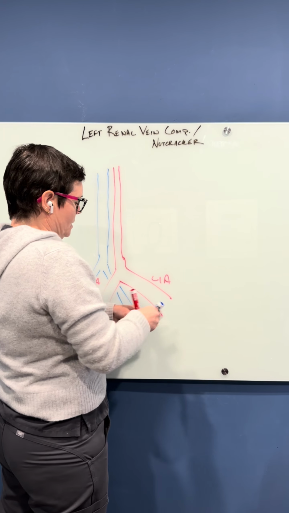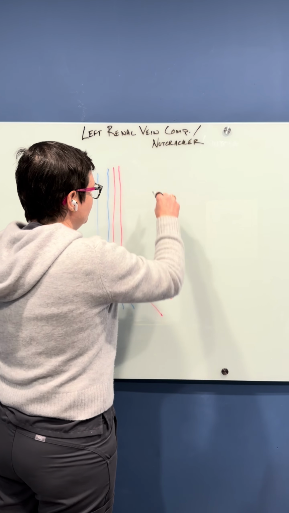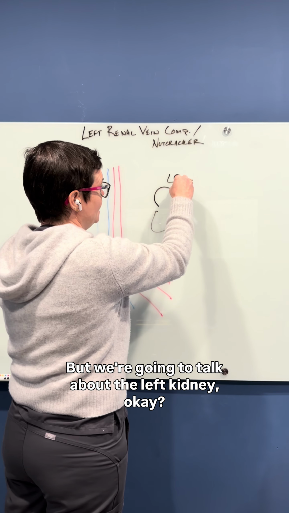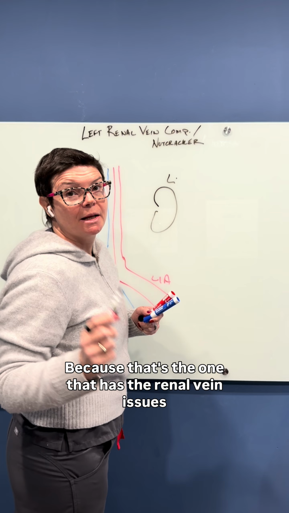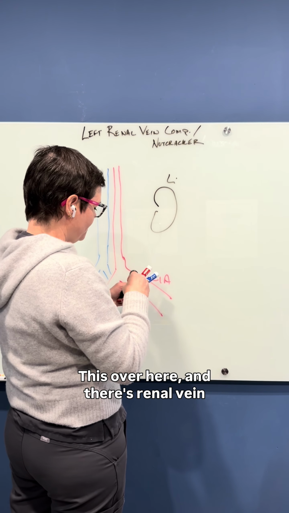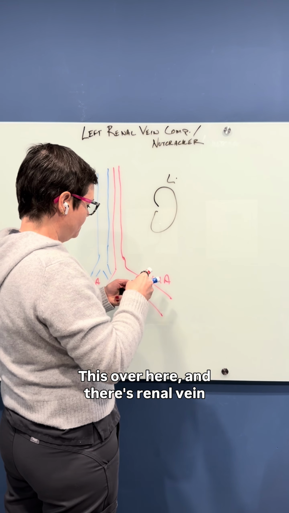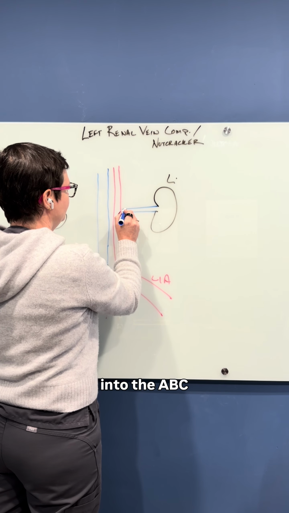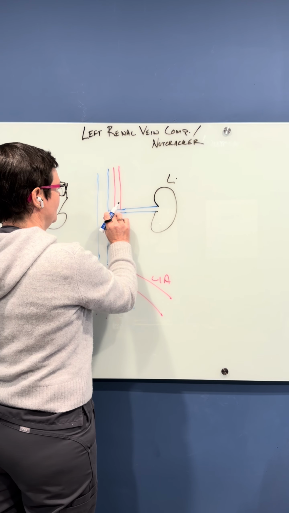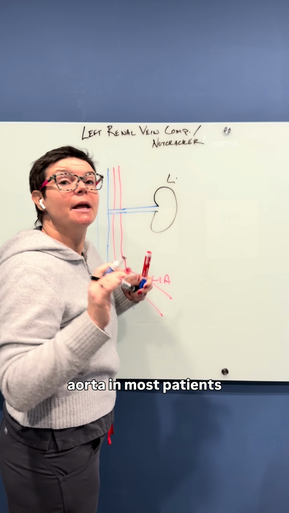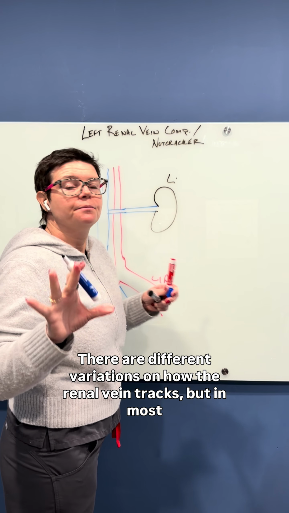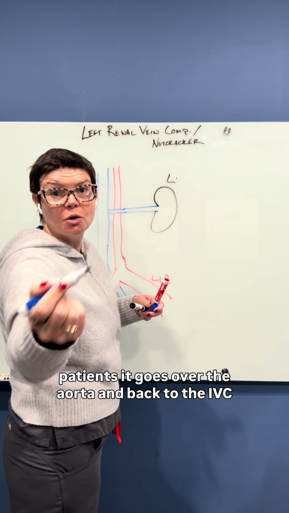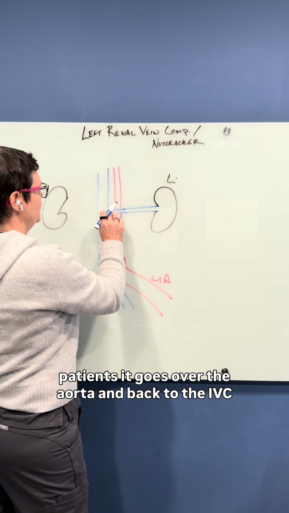Okay, so the kidney sits over here. There's two, but we're going to talk about the left kidney, because that's the one that has the renal vein issues. Sits over here, and there's a renal vein that drains it into the IVC. The renal vein goes over the aorta in most patients. There are different variations on how the renal vein tracks, but in most patients it goes over the aorta and back to the IVC, okay?